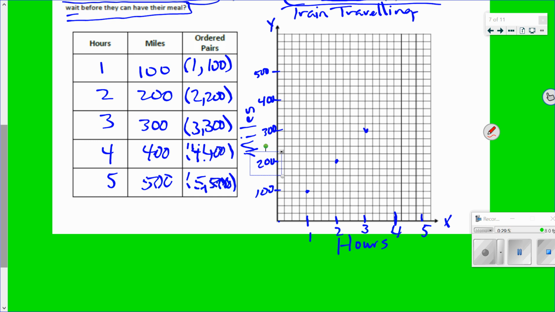I go back to origin. I go over to 4, up to 400, I make a dot. I go back to origin. I go over to 5. I go up to 500, I make a dot.